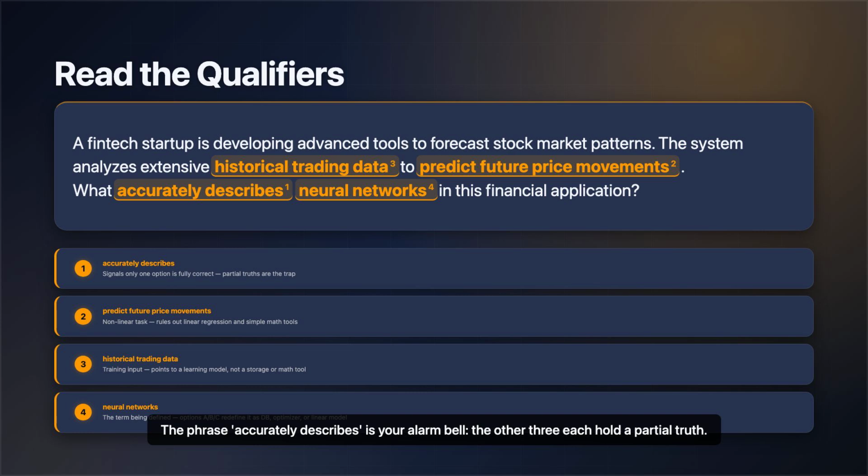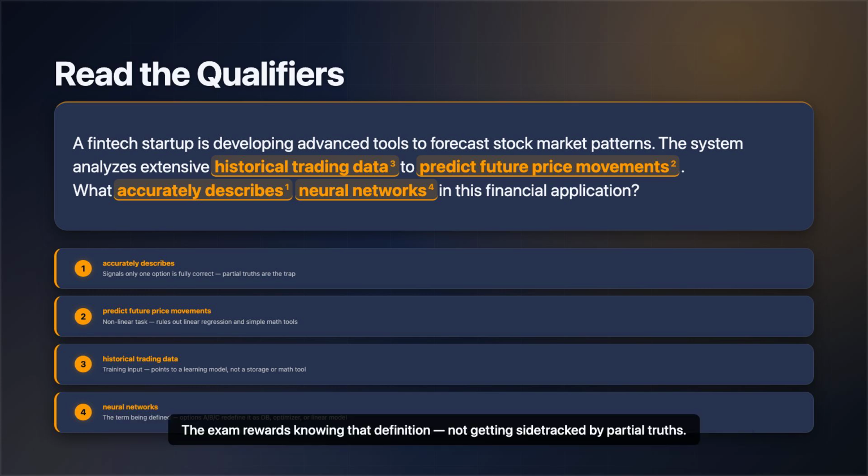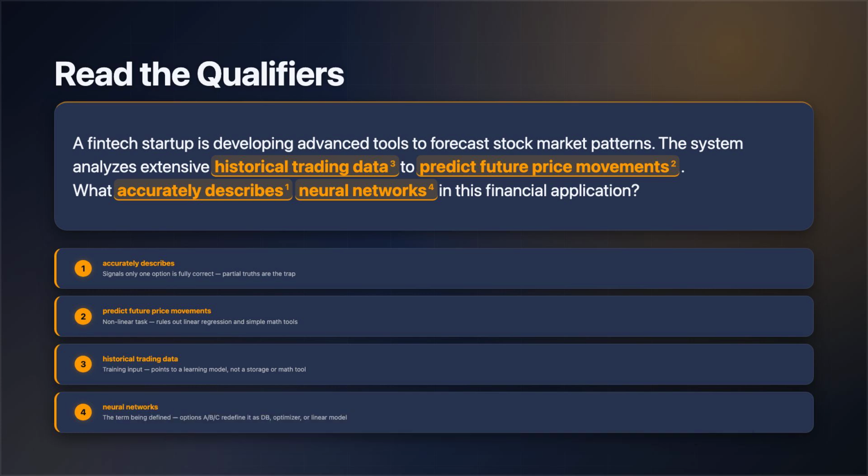The phrase accurately describes is your alarm bell. The other three each hold a partial truth. Databases store data, neural networks don't do that. Optimization is something that runs inside neural networks, but it's not what they are. Linear regression can't capture nonlinear swings in a stock chart with 50,000 rows of history. Neural networks are pattern learning models that mimic how the brain spots structure in messy, complex data. The exam rewards knowing that definition, not getting sidetracked by partial truths.